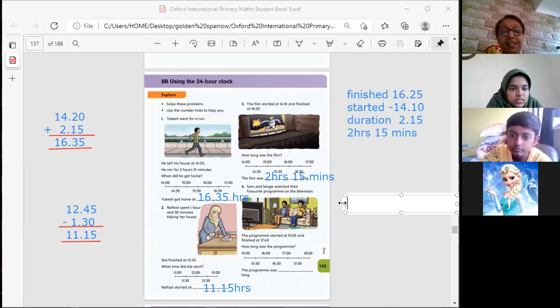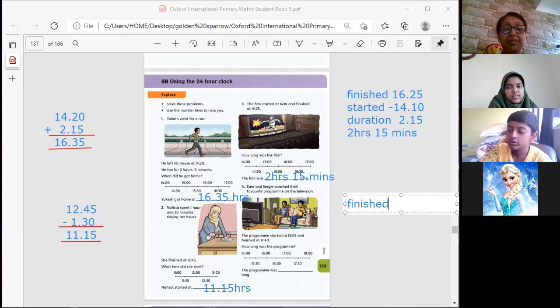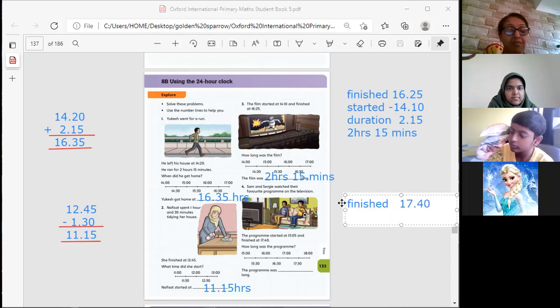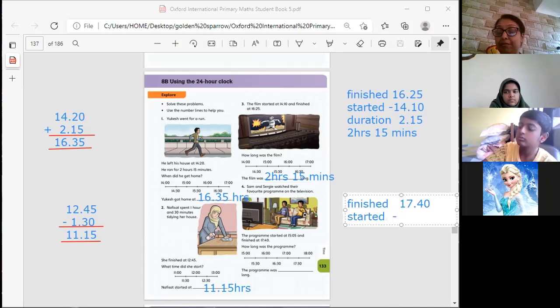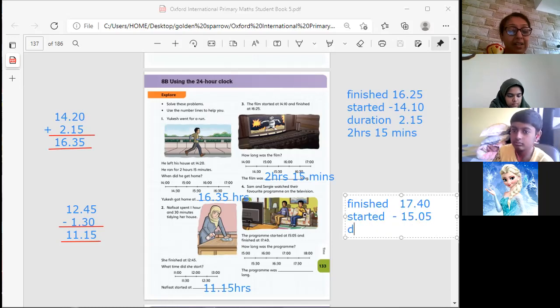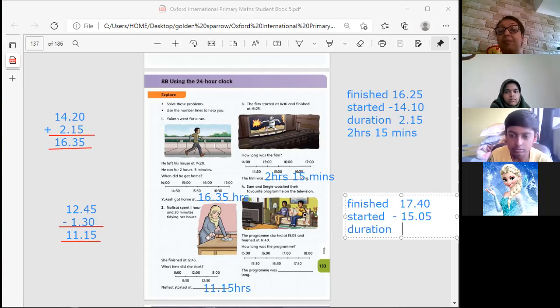How did we get it? First, we will write the finish time. Finished is 17:40. Then we will write the started time. Started time is 15:05. And then we can get the duration when we subtract.